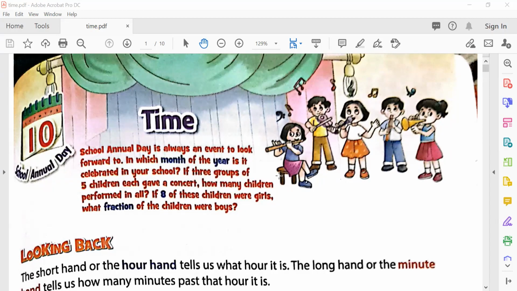School annual day is always an event to look forward to. In which month of the year is it celebrated in your school? So when is the annual day? Do you know? No. If three groups of five children each gave a concert, how many children performed in all?